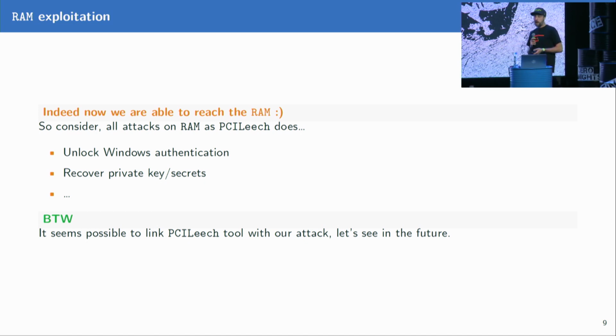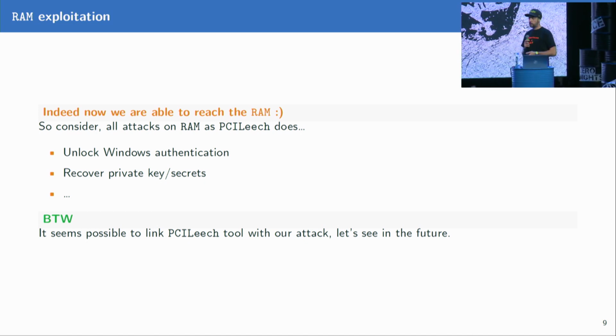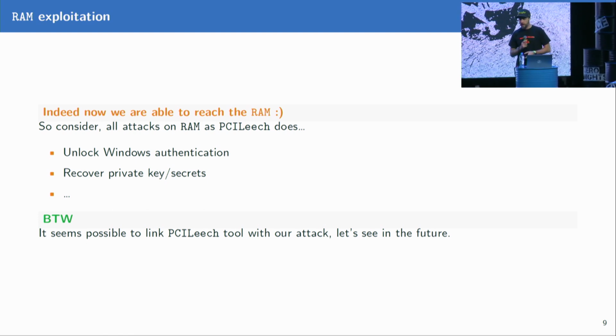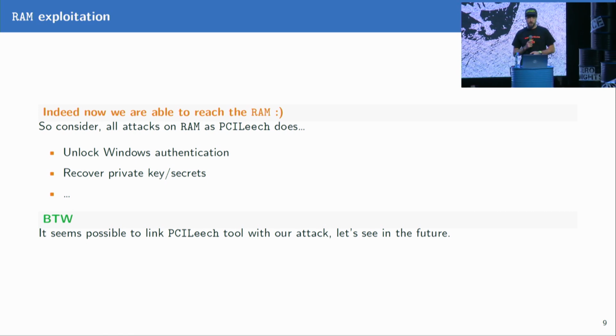If you can reach the RAM, that's really good for a pentester, because PCILeech, for example, allows this kind of attack. You can unlock the Windows authentication. You can recover some private keys or secrets in the memory. So you can do a lot of things if you can reach the memory directly. By the way, if you know PCILeech, this tool can be interconnected with our attack, and maybe in the future we can publish some results about this kind of tool.